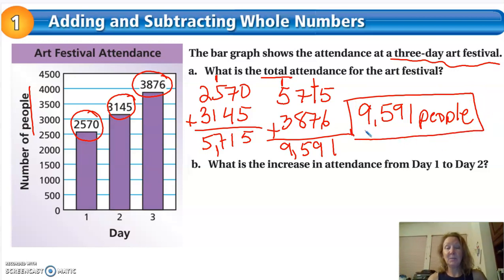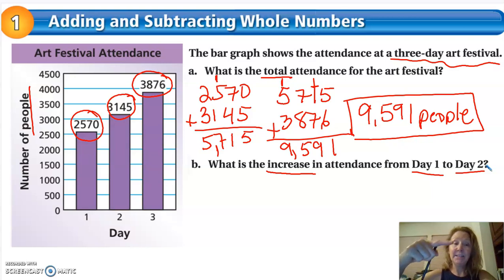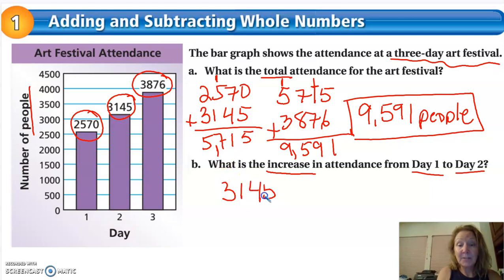Okay, the next question says, what is the increase in attendance from day 1 to day 2? Now, increase in general means to add, right? But if you don't know what to add, if you know there is an increase, there's more that's been added, you have to work backwards and subtract. So if I look at the day 2 attendance, it's the 3,145. There's the day 1. I need to subtract day 2 and day 1.